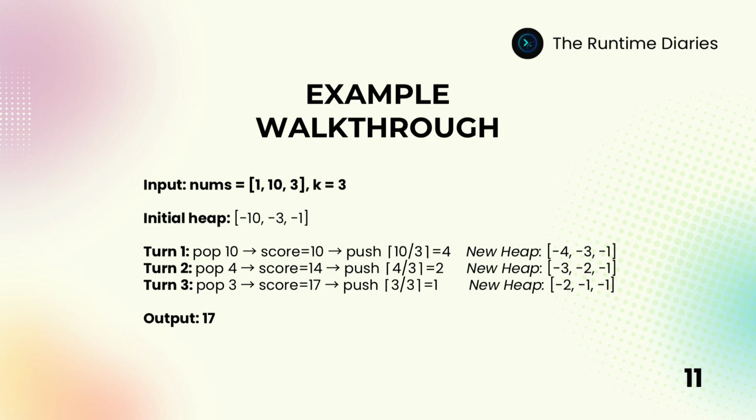Turn 3. Pop negative 3. Negate to get 3. Add 3 to the score. The score is now 17. Compute ceiling of 3 divided by 3, which is 1. Negate to get negative 1 and push negative 1. The heap is now negative 2, negative 1, negative 1. We've completed k equals 3 operations, so the final score is 17. That's the answer.